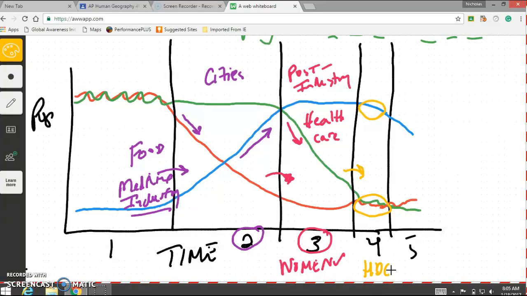There's a really great access to healthcare. There's a really highly developed economy. Again, post-industrial, and now population kind of remains the same.